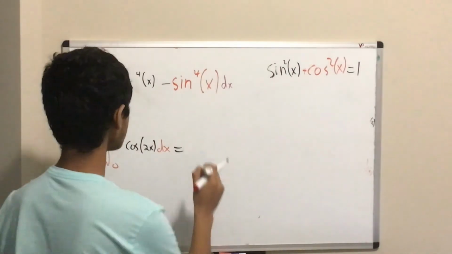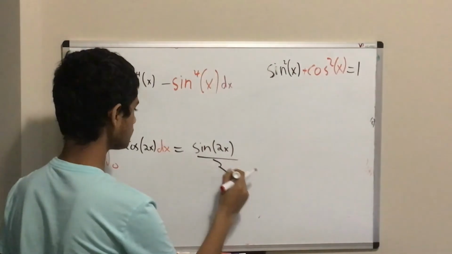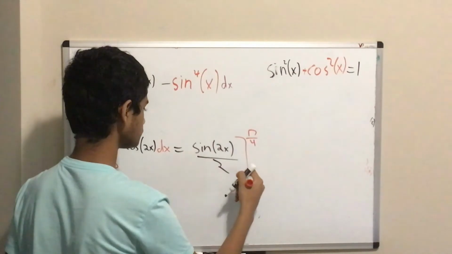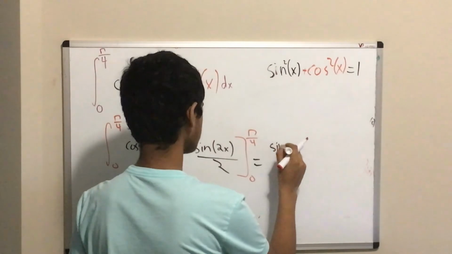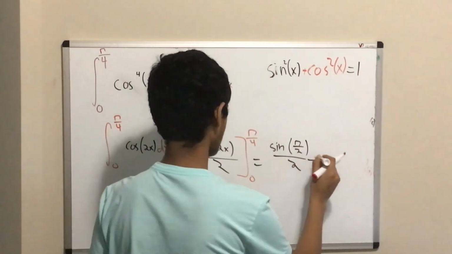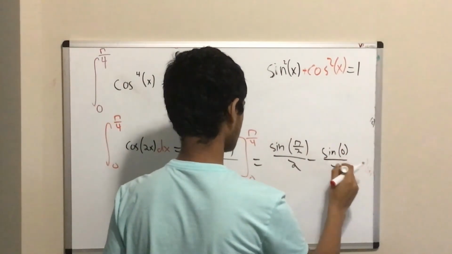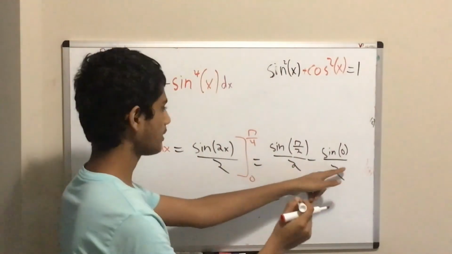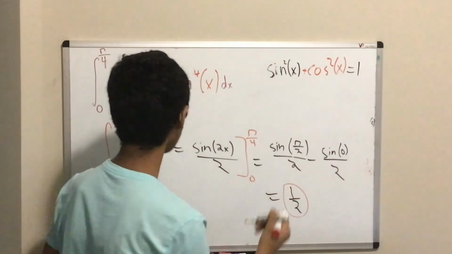That leaves us with sine of 2x over 2 from 0 to pi over 4. Then we can simplify that to sine of pi over 2 over 2 minus sine of 0 over 2. Sine of pi over 2 is simply 1, so that's just 1/2, minus sine of 0, which is just 0, so the result is 1/2, which is our final answer.